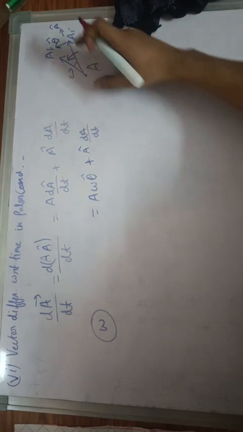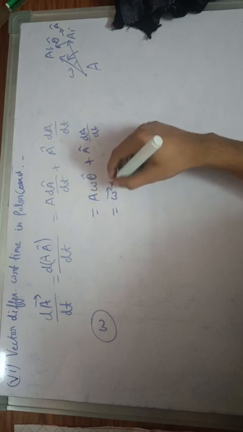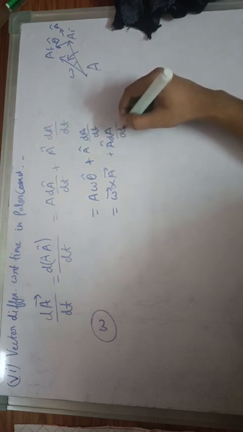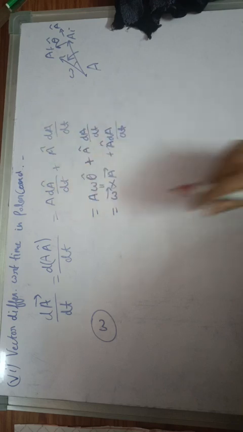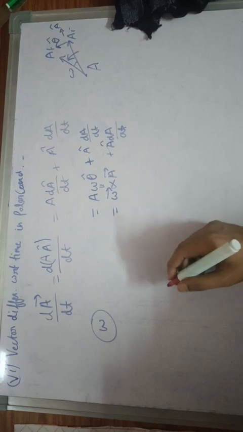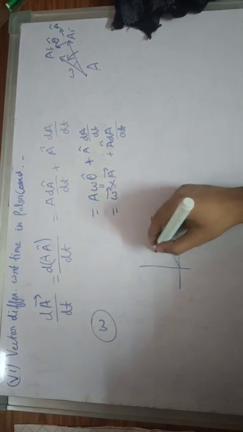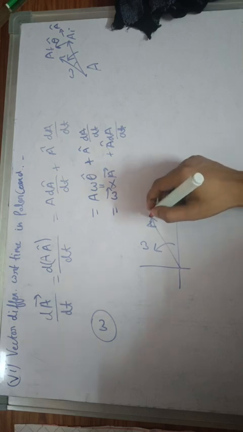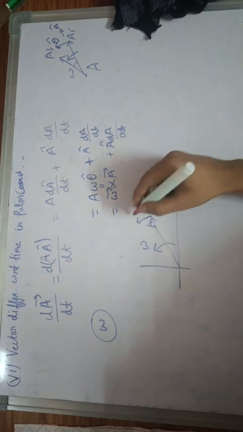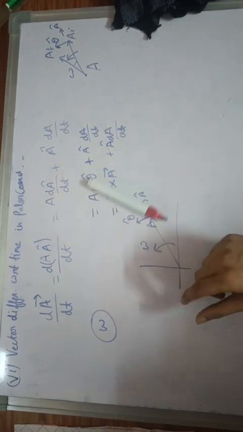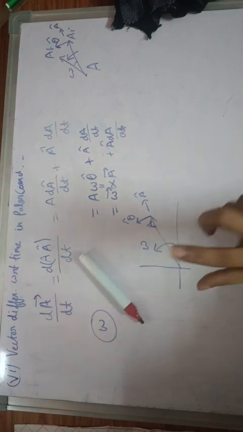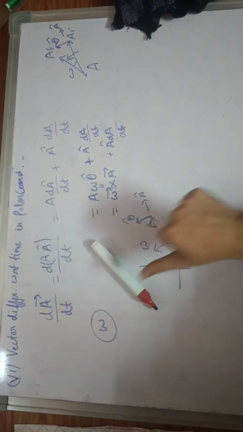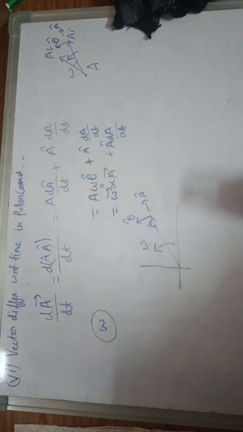dA by dt, which is the rate of change of magnitude of a vector. This can be written as omega cross A plus the vector dA by dt. This can be simply memorized, and I can give an example for this. Let's say there is a vector A rotating with omega, then its theta k will be pointing in this direction. If it is rotating in this direction, then omega will be pointing upward, and A is pointing in this direction, then omega cross A will be in this direction, which is also the direction of theta k. So these two directions are the same.